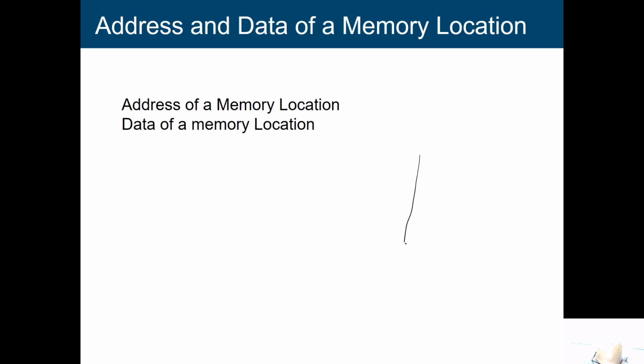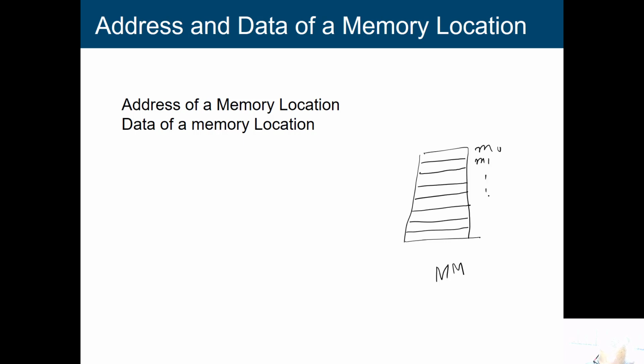I am going to give you a simple example. I think I might have talked about these things earlier also. Say I have a memory, the main memory. In this main memory, just consider that I have 8 memory locations, from M0, M1 to say M7.